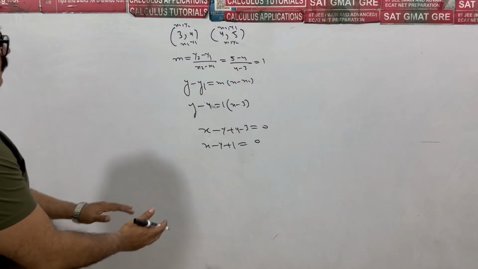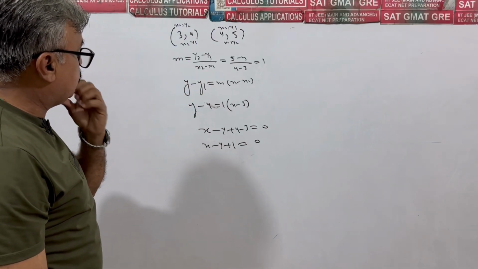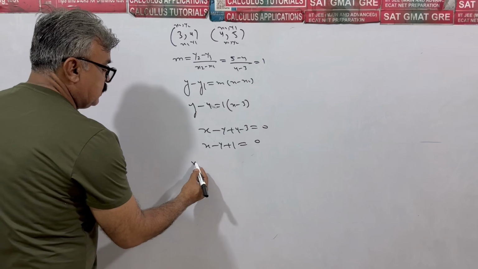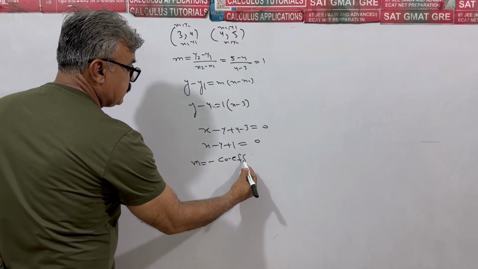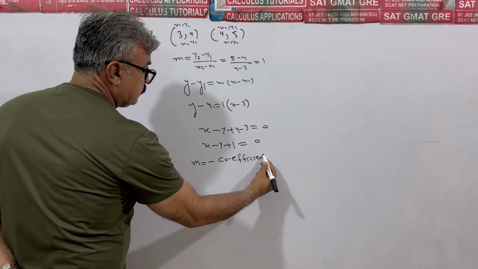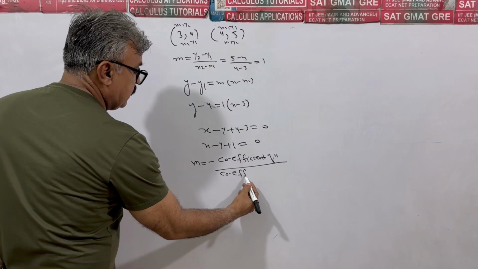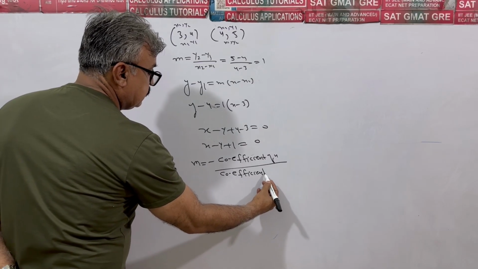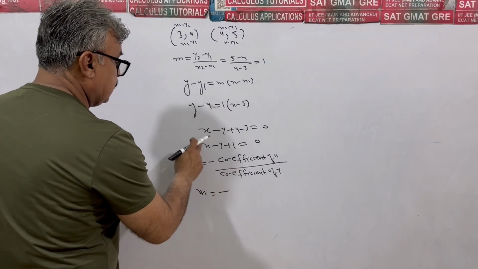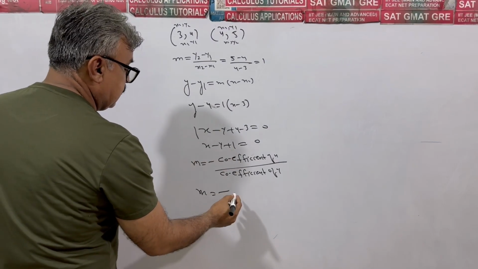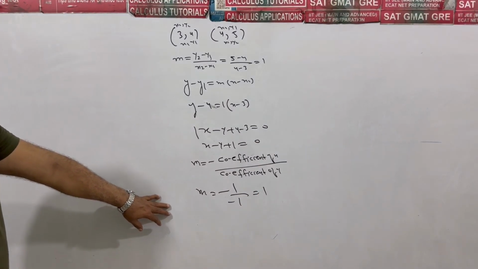One can find its slope when 2 points are given. That is the strategy to find slope. From the line itself, we also have this formula: negative coefficient of x divided by coefficient of y. Let's verify its slope. I have negative times coefficient of x is 1 and coefficient of y is negative 1. 1 over minus 1. So our slope is 1. We have verified.